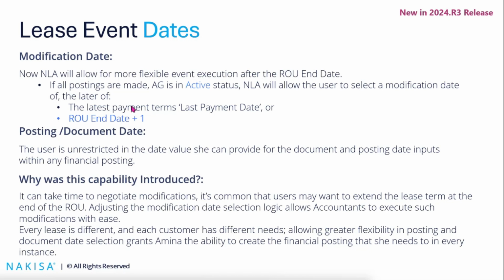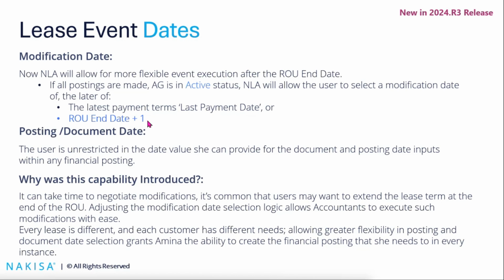If all the postings are made and the activation group is still in active status, there is no lease end and the lease has not been closed, the NLA will allow the user to select a modification date of the later of the last payment term, the last payment date, or ROU end date +1.